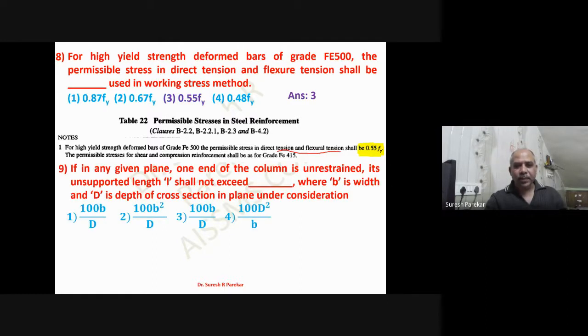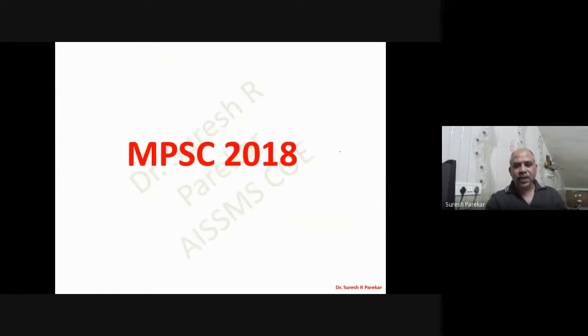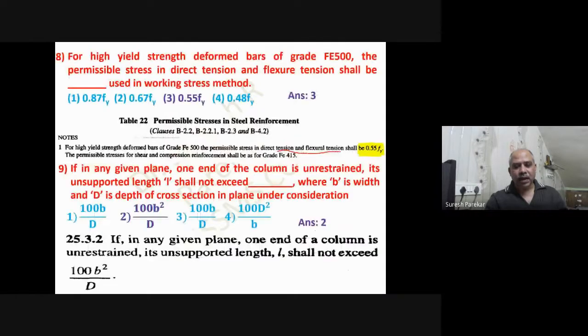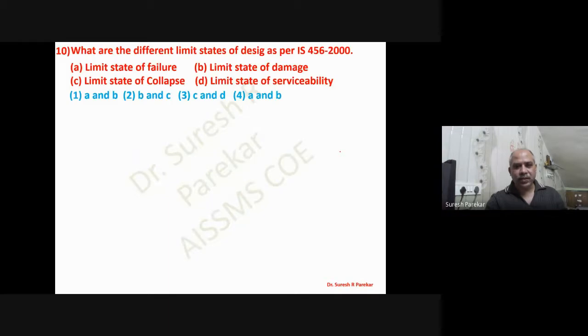Then if in any given plane one end of the column is unrestrained, the unsupported length L shall not exceed dash dash, where B is the width and D is the depth of cross section in the plane under consideration. So we have that the unsupported length L shall not exceed 100 B square by D. This is given in 25.3.2. So all these clauses we have from IS 456 2000. Then next we have MPSC 2018.